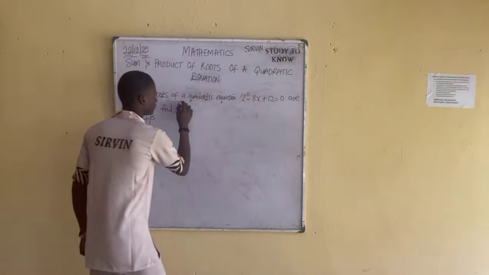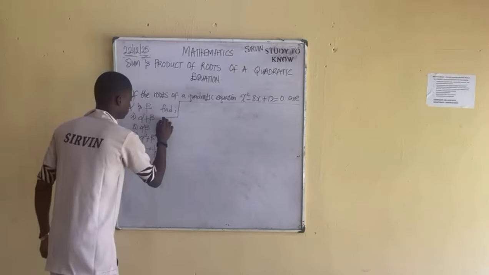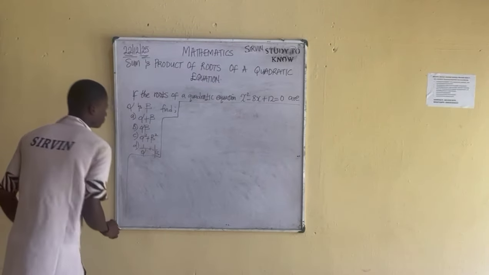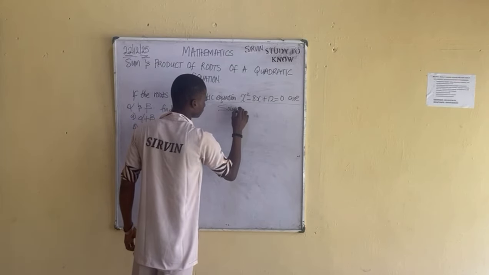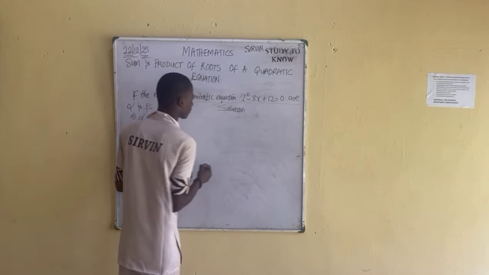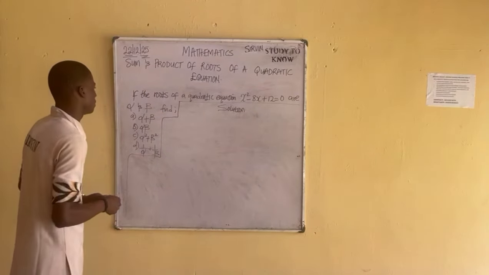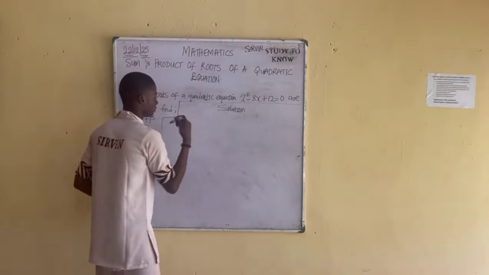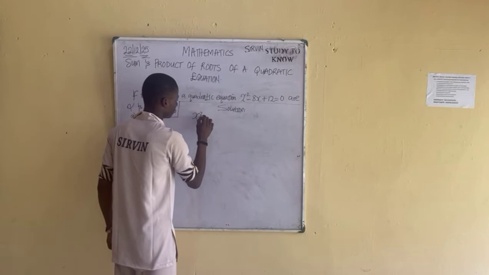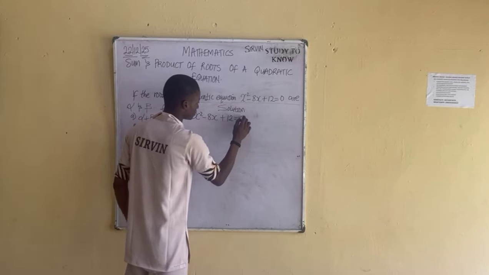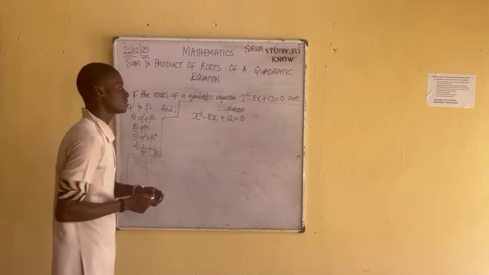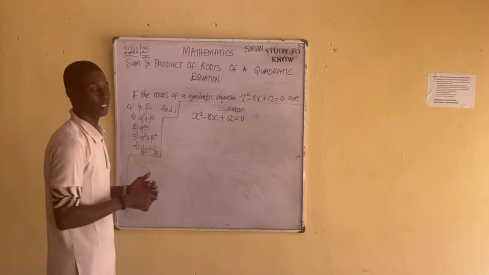So let's solve. Solution. So this is the equation that was given: x squared minus 8x plus 12 equals 0. And I said if you are given an equation, the first thing to find is your a, your b, and your c.